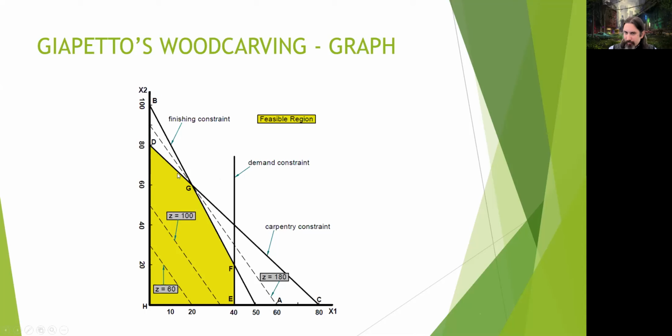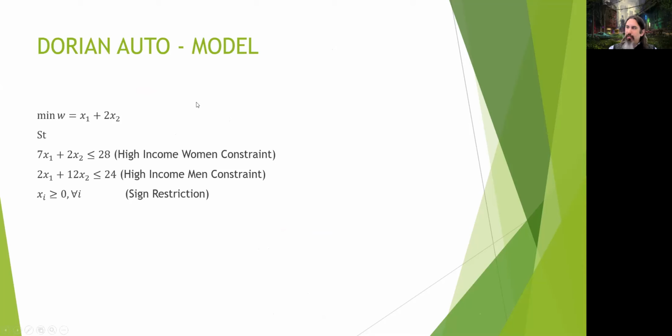What about the minimization model? For example, Dorian Auto. We remember this one. They are trying to sell their automobiles to high-income women and men, and they have to find the minimum cost for advertisement. So they're trying to find which advertisement type to buy. We had, I think, football matches and soap operas. So X1 and X2, we are trying to minimize the cost for X1 and X2.